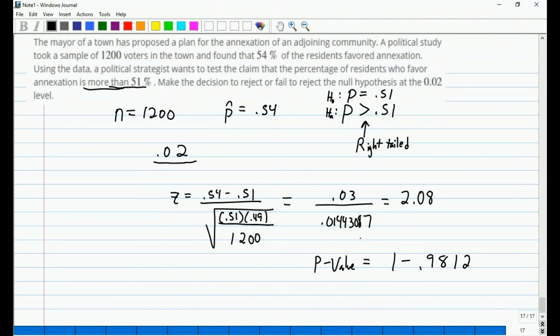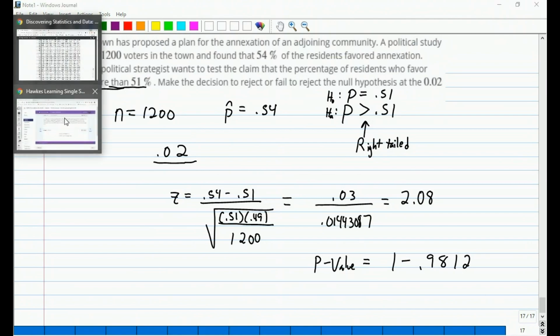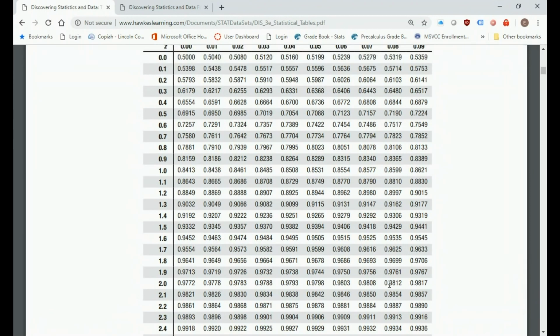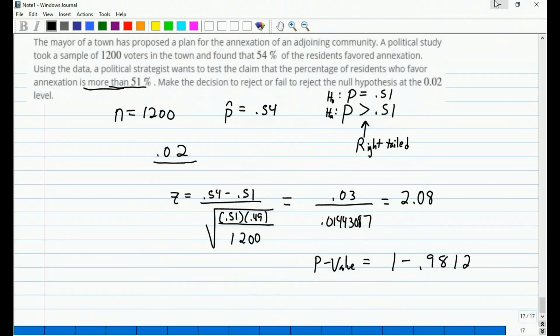0.9812. I'm going to double check. There it is, 0.9812. All right, so do that in your calculator. 1 minus 0.9812, and I got 0.0188. Okay, so you tell me, is 0.0188 less than 0.02 or greater than 0.02?